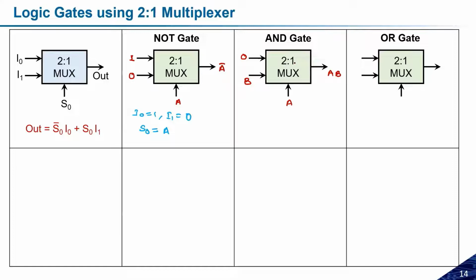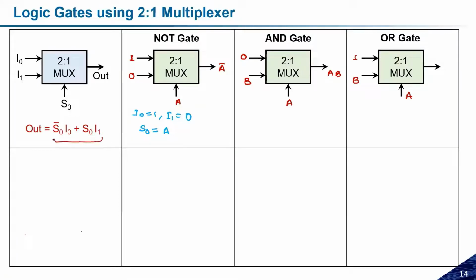Okay, see here, what we need actually. In an OR gate, we need A plus B. If I need A plus B, what can we do? We can put S0 as A, I0 as 1 and I1 as B. So let me check what you said. You are saying S0 as A, I0 as 1, and I1 is B.